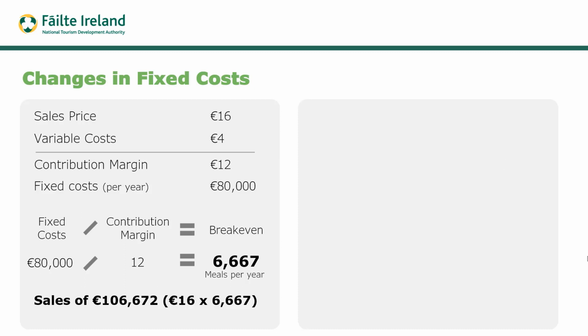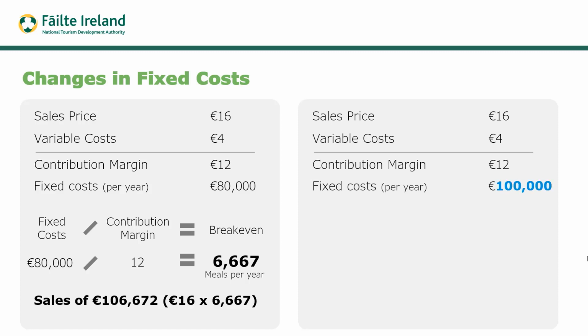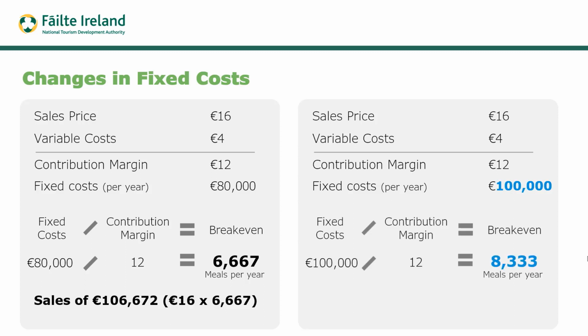Remember, your fixed costs go up in a stepped fashion. So let's say our fixed costs increase by 20,000 per year from 80,000 to 100,000. Okay, so our new fixed costs are 100,000 in this case. Let's say we hired a new staff member. We use the same formula to calculate our new break-even sales and break-even point.